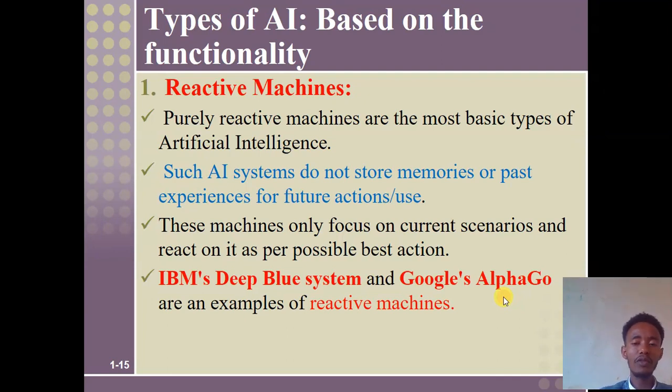These machines only focus on the current scenario. Their main discipline or rule is to focus on what is currently occurring in one particular area and react to it with the best possible action. So IBM's Deep Blue system and Google AlphaGo are good examples of reactive machines.